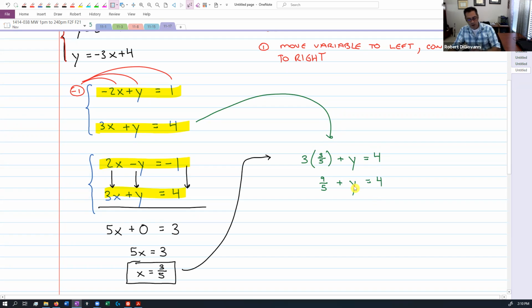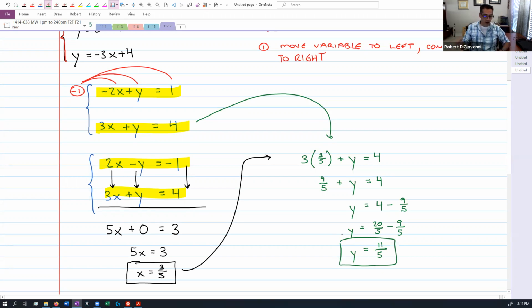And I'm solving for y now. I subtract 9/5 on both sides. And then I get a common denominator here: 20 over 5 minus 9 over 5. And that gives me 11 over 5, which is the exact same result I got before, right?